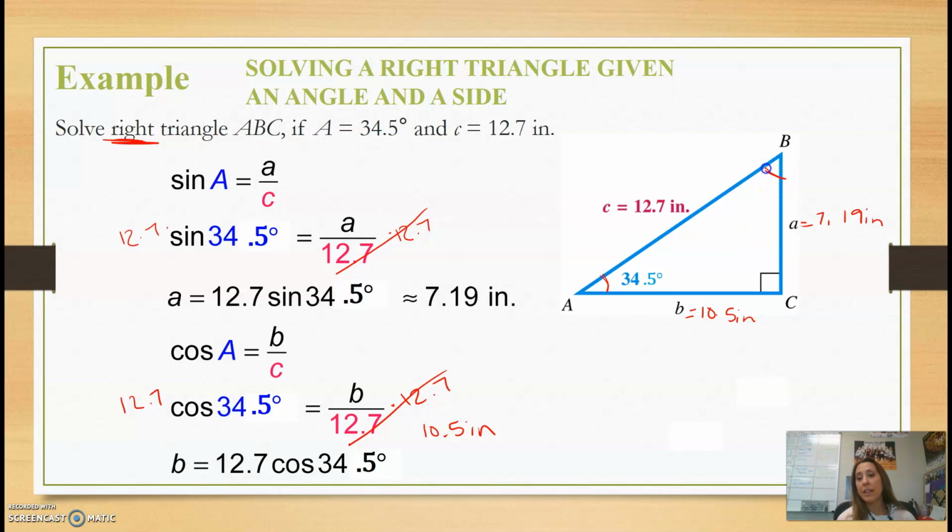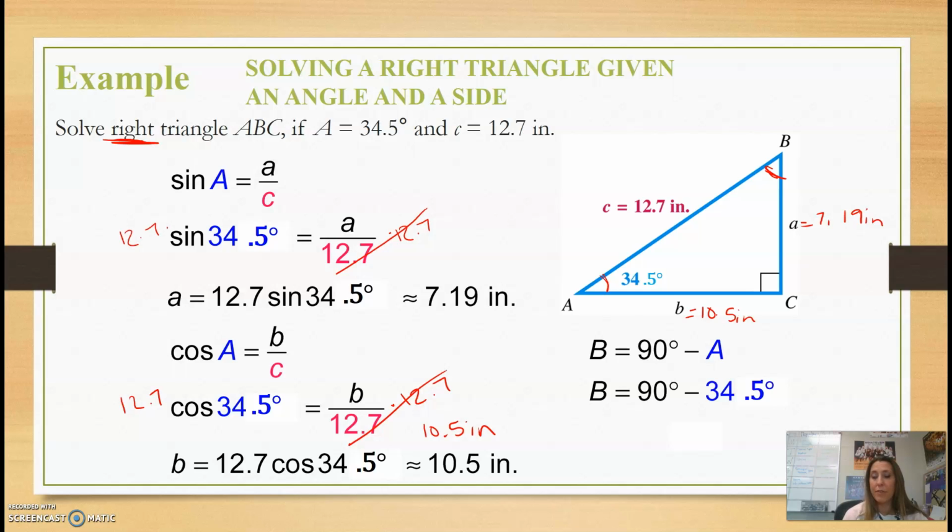We still need to find angle B. So we know that this is 90 degrees. So what do these two angles have to add up to? Well, they have to add up to 90. So we also know that we can take 90 degrees and subtract this one, and we will get this angle. So if we take 90 minus A and we plug in the parts that we know, so 90 minus 34.5, there's the 10.5, told you it was out of order. So then we end up with B is equal to 55.5.